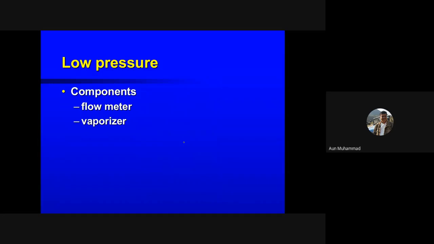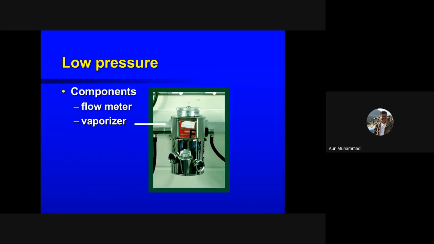Similarly, we have another part of the low pressure system, that is the vaporizer. The vaporizer is the part of the anesthesia machine in which the oxygen is mixed with the liquid anesthetic and turned into vapors. And the vaporizers are calibrated, in which we can mix the anesthetic in the oxygen as per demand, or as per the calculation, or as per the minimum alveolar concentration that is required by the patient.